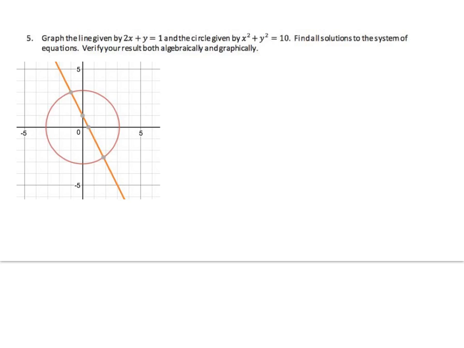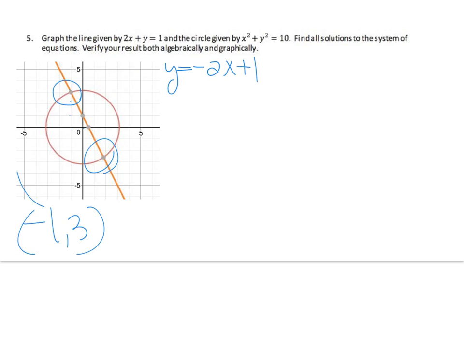Graph the line given by 2x plus y equals 1 and the circle given by x squared plus y squared equals 10. Find all solutions to the system of equations. Verify your result graphically and algebraically. So it looks like we have 2 solutions, so we should be able to find them. It also looks like this one might be negative 1, 3, and the other one I'm not sure what it is, but let's go ahead and solve it.